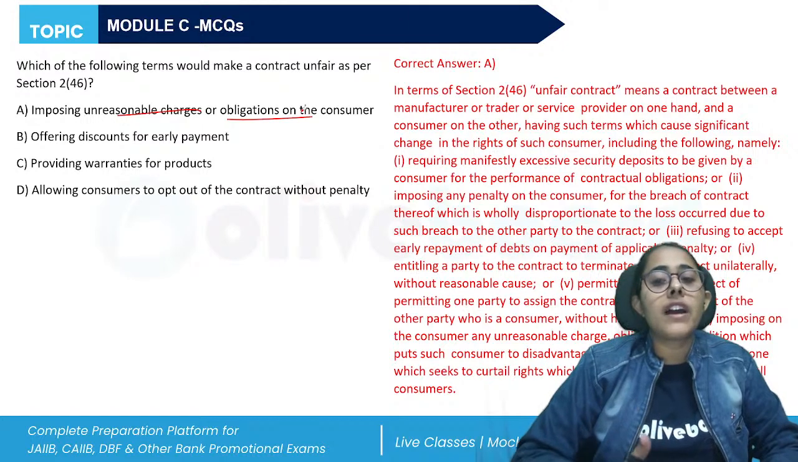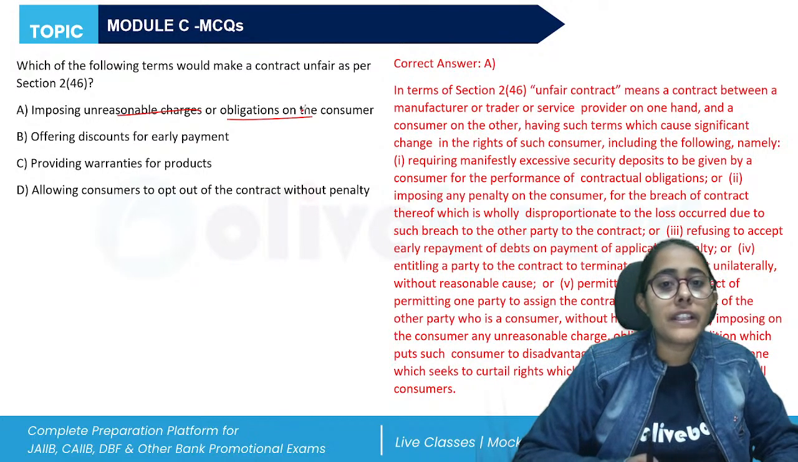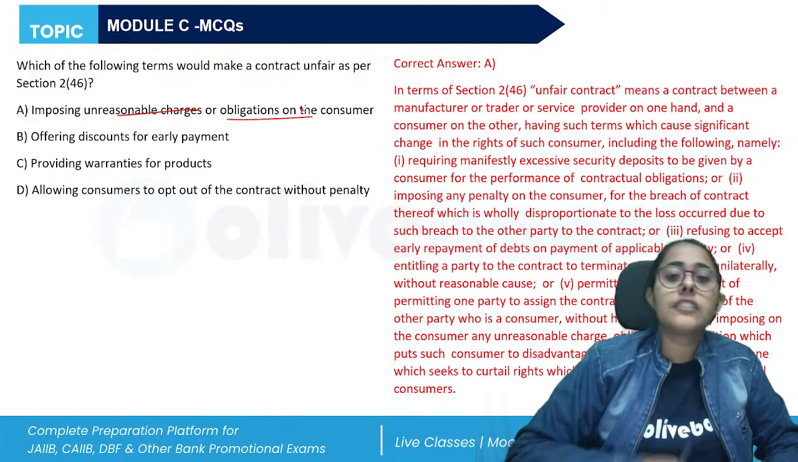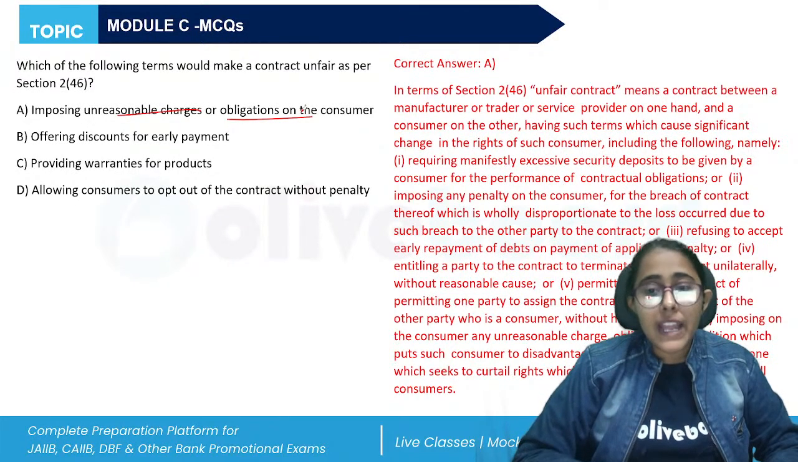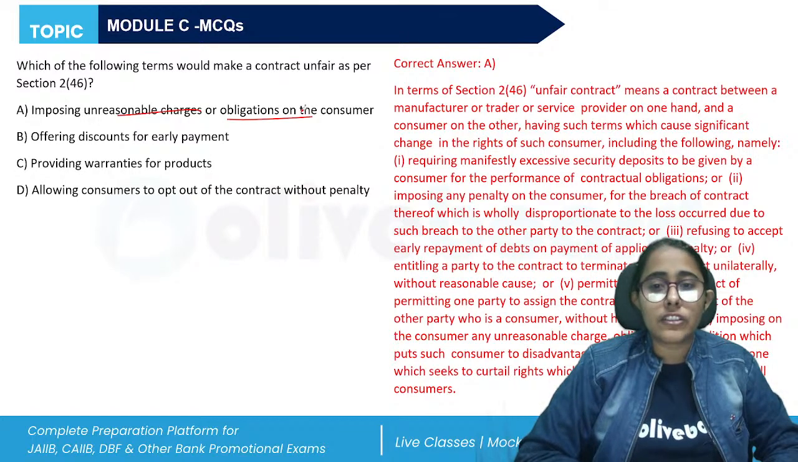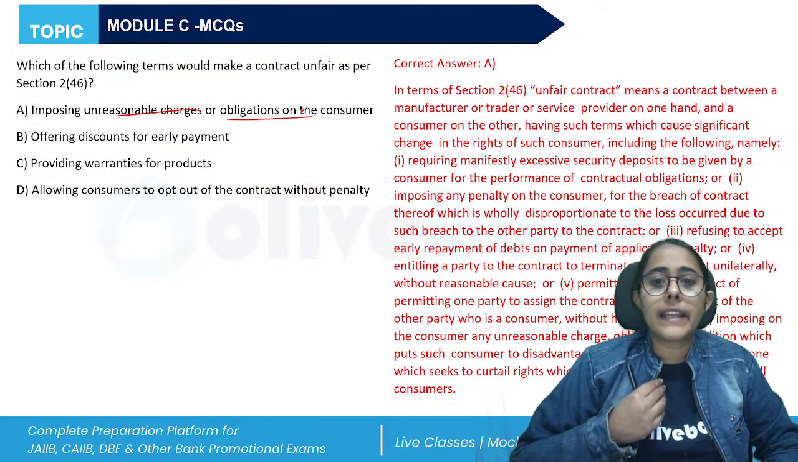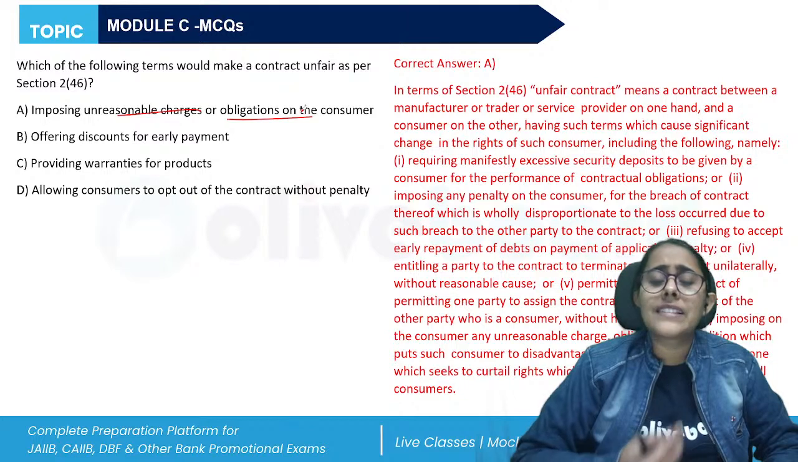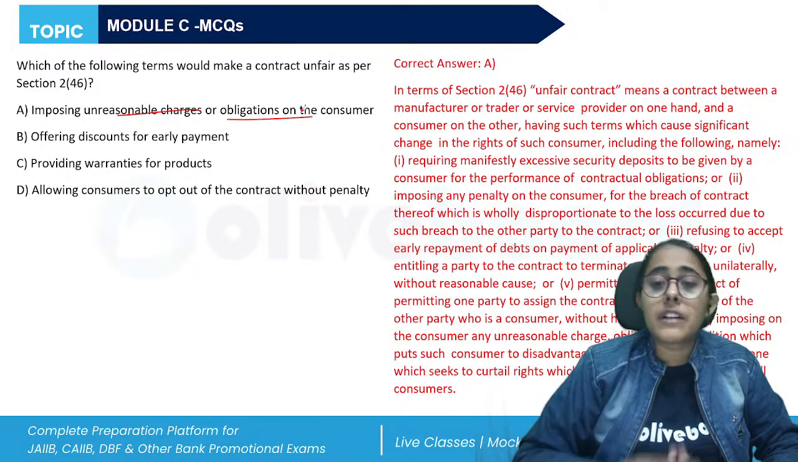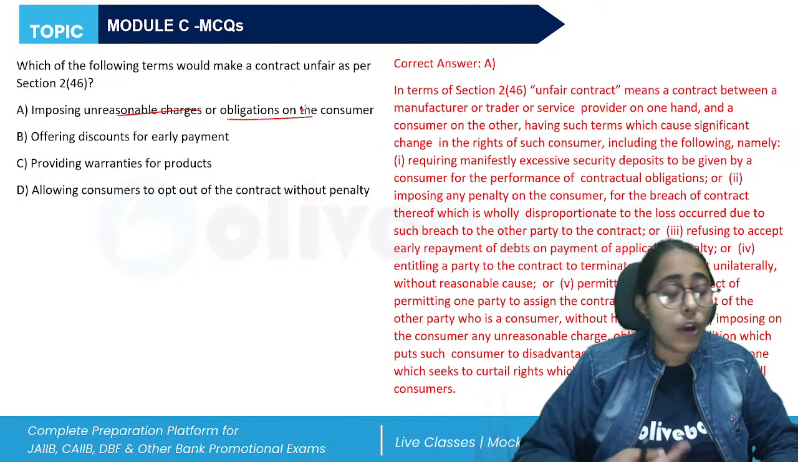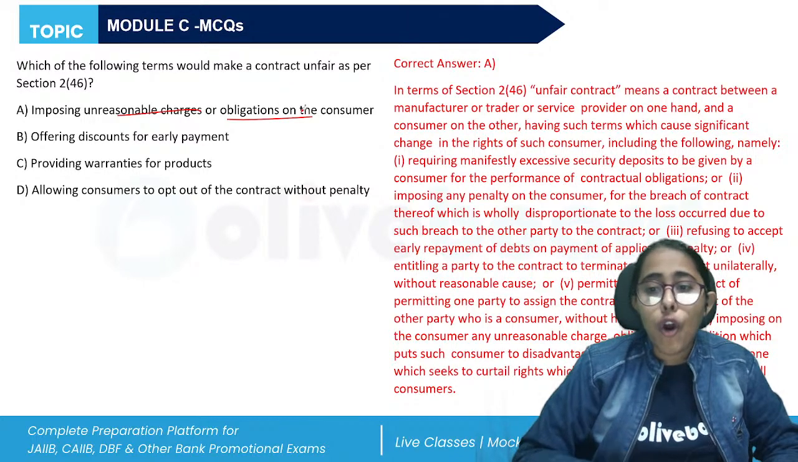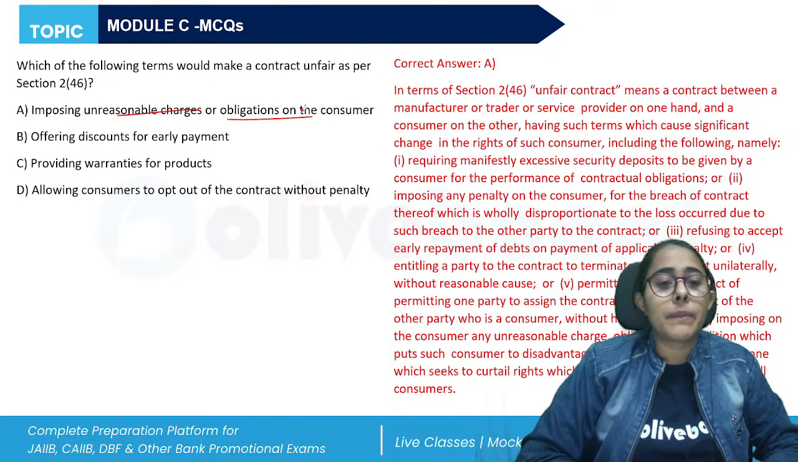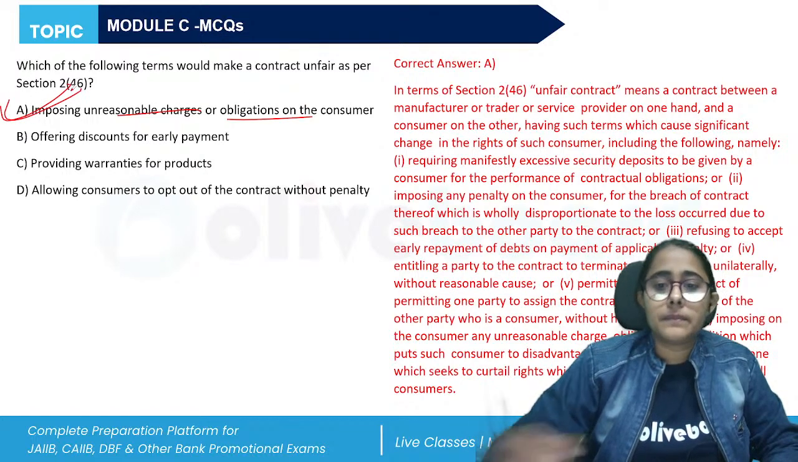So what is the meaning of an unfair contract? It means a contract between the manufacturer or the trader or the service provider on the one hand, and the consumer on the other hand. So if any terms cause significant change in the rights of the consumer, like requiring excessive security deposits or imposing a penalty for the breach of the contract, refusing to accept early payment, or trying to terminate the contract unilaterally without the consent of the consumer, all of these will be termed as unfair. It will make the contract unfair.